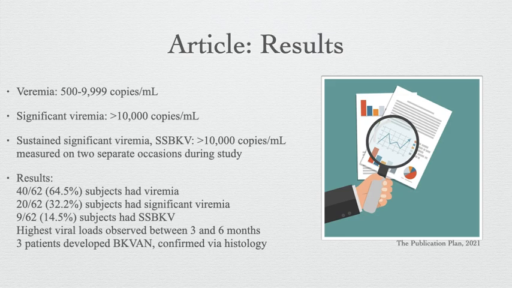The results of the study are as follows. 40 out of 62 patients developed infection with BKV, which is almost 2/3. 20 subjects, roughly 1/3 of the total, developed significant viremia. 9 subjects out of 62, about 14%, had sustained significant viremia. Lastly, 3 patients developed BK virus-associated nephropathy. It is important to note that these 3 patients had sustained significant viremia.